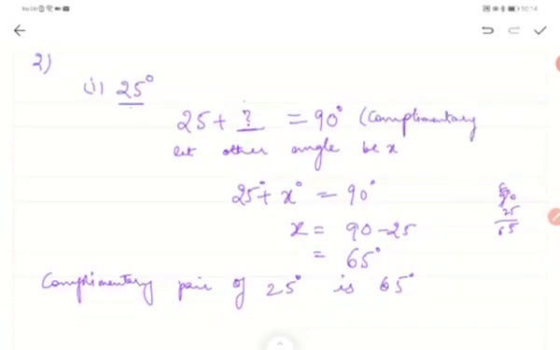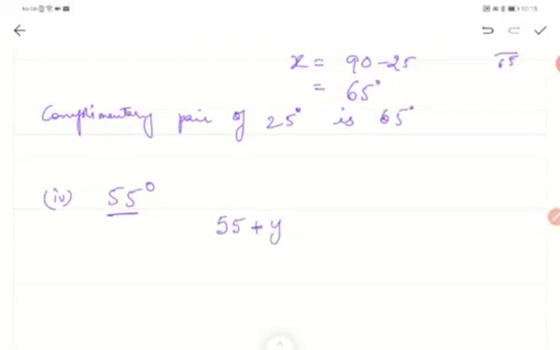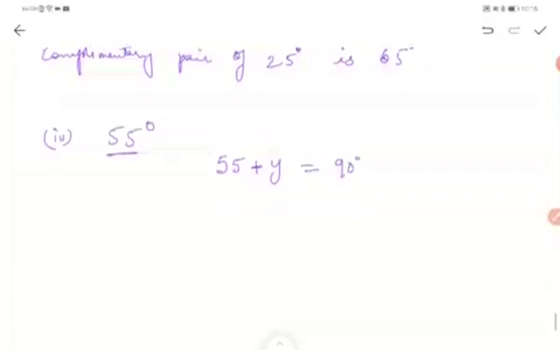Okay, let me take one more example for this. If I have an angle given as 55 degrees, what is the complementary pair of this? The unknown angle, if I take it as y, then 55 plus y is equal to 90 degrees because it's a complementary pair. So my y will be equal to 90 minus 55. Whatever answer you get, that is the complementary pair of 55.